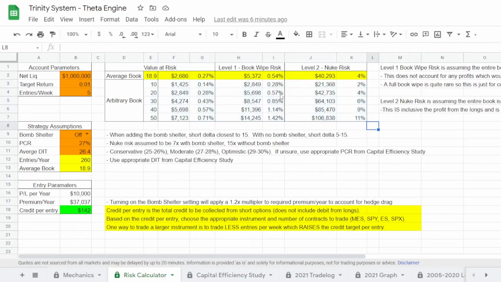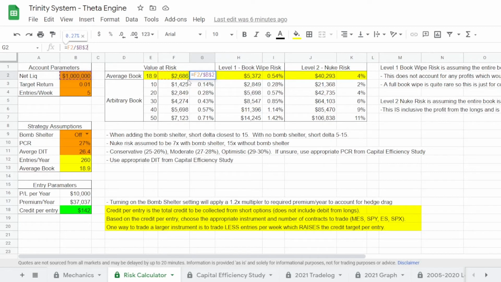Now let's look at this value at risk. F2 is right now E2, which is the average book size, times B19. B19 is the credit per entry. Okay, so remember, our credit per entry with this current setup is $142, and if we have an average book size of 18.9, we have $2,686 of credit on the books on average. And if we take that credit and divide by the net liq, which is B2, this is the one you set, we get 0.27%. So now we finally see where this 0.27% comes from, right?